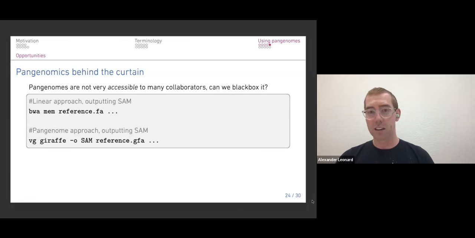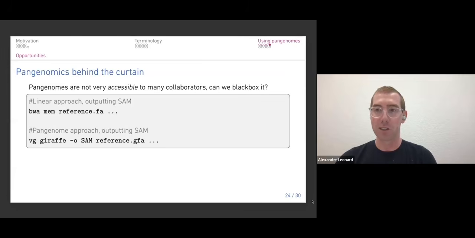And there's some approaches, like VG-Giraffe, where we can tell it to basically align to the graph and then figure out how to convert that back into linear coordinates. So in this case, we can just tell it directly to output a SAM file, and it does all the complex stuff on the inside. I think it's fair to say that not many people really understand how a linear aligner works in detail. So it's not really that different to saying you don't know all the internal steps of how VG-Giraffe aligns to a graph and converts back to linear, but we can accept that it's been widely tested.